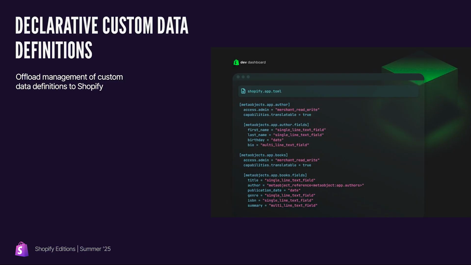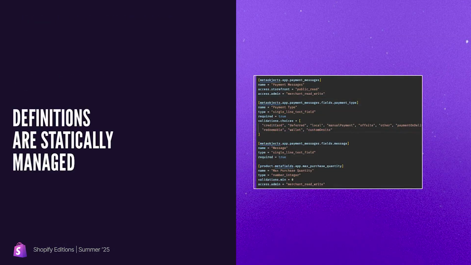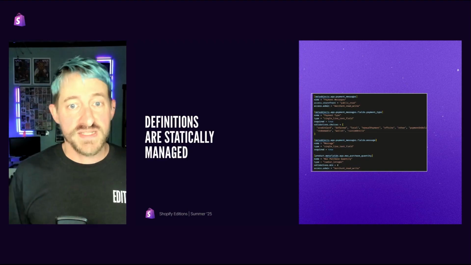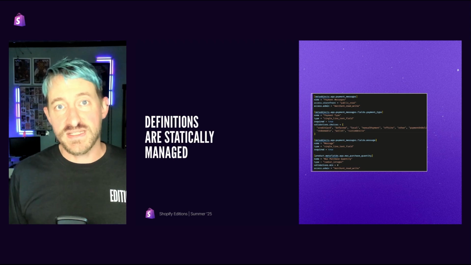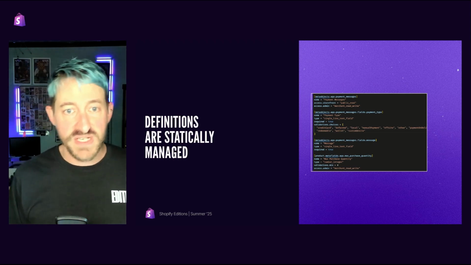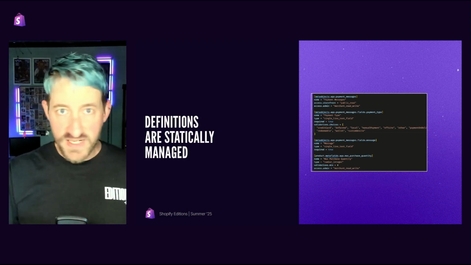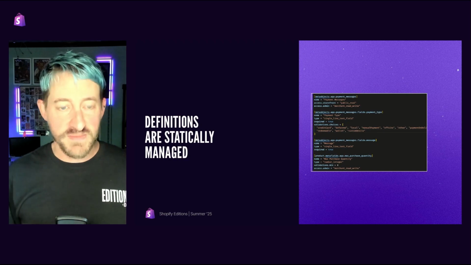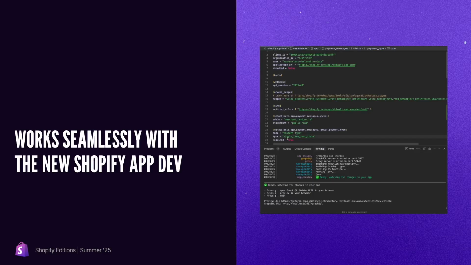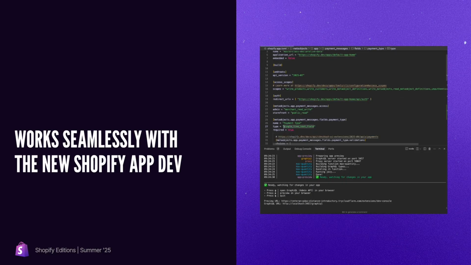So our answer to all these challenges is declarative custom data, a way for you to offload the management of these definitions to Shopify. With declarative custom data, you can now manage these definitions statically as part of your app TOML. Similar to webhooks and access scopes and other app configuration, you can now define your data structure in TOML outside of the runtime of your application. And with that, it's going to work seamlessly with the new app dev.